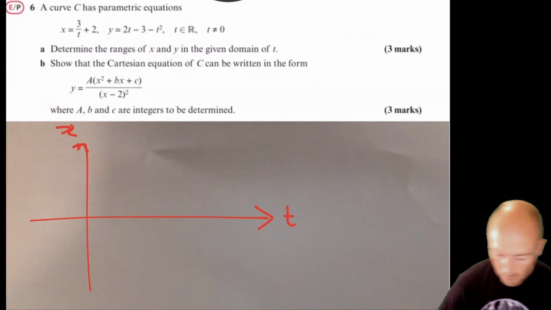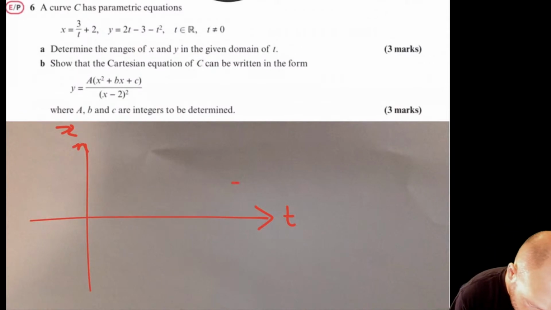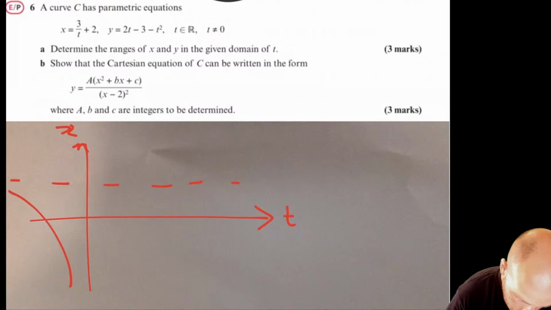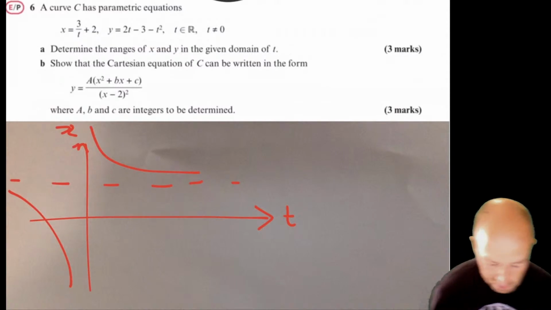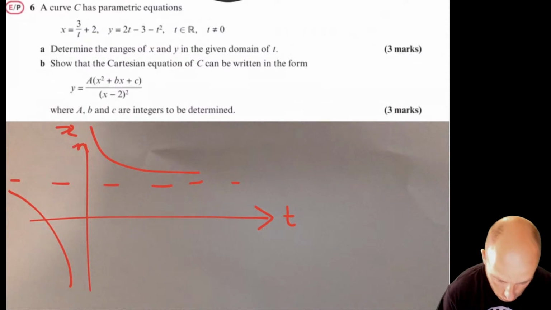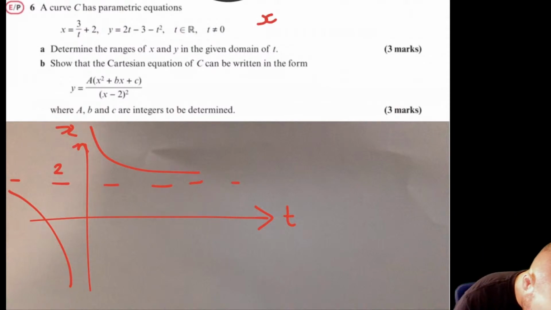So 1 over x plus 2 is going to move it upwards. So that's like, it's like that. But t is not allowed to equal 0. So to be honest, we get all x values apart from 2 there by the looks of it. So we can say x is not equal to 2.